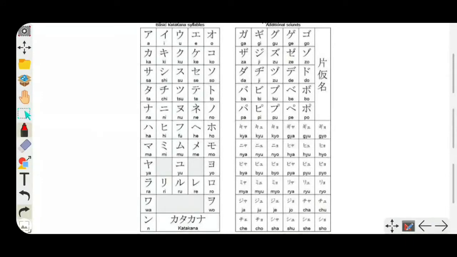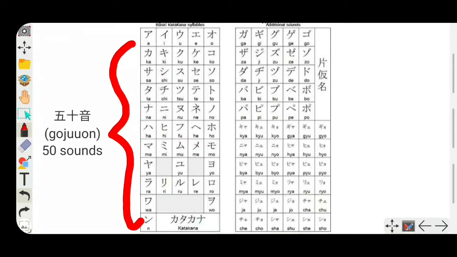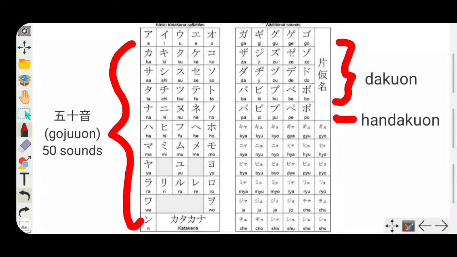So we have the gojuon. These are the gojuon, or the 50 sounds, which is composed of 46 letters. So we have the dakuon. These are the dakuon, handakuon, and the yoon.